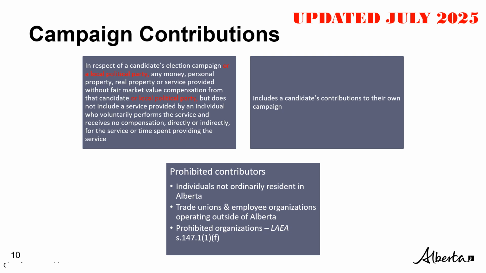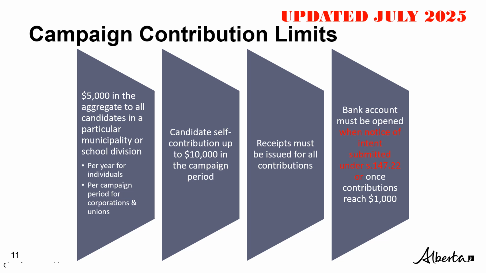The LEA restricts who can contribute to candidates in local elections. Only individuals ordinarily resident in Alberta and Alberta trade unions and employee organizations may make contributions to a candidate. Certain corporations that carry on business in Alberta are now eligible to make campaign contributions as well. Section 147.1, subsection 1, subsection F, sets out a list of other prohibited organizations, such as municipalities and Métis settlements. Prospective candidates should review the full list in this section before starting to accept contributions. The LAEA also limits the amount of campaign contributions individuals and other entities may make.